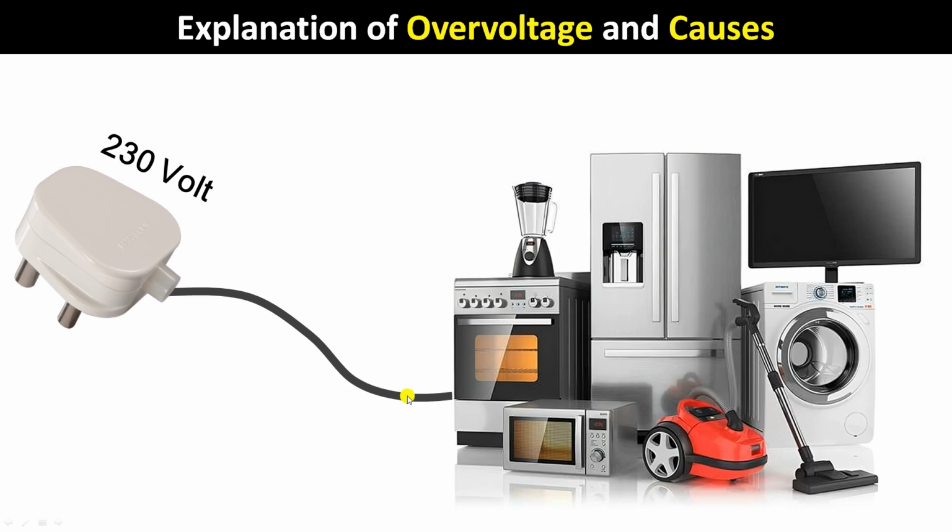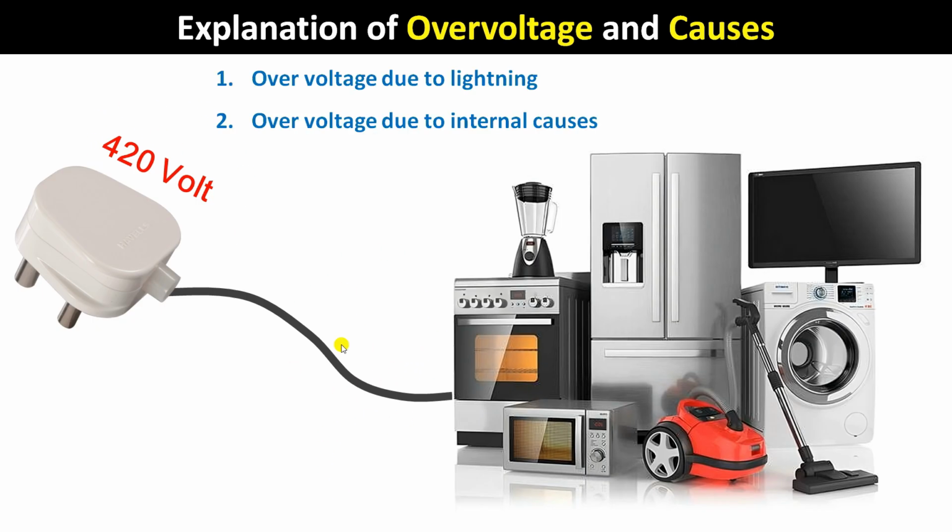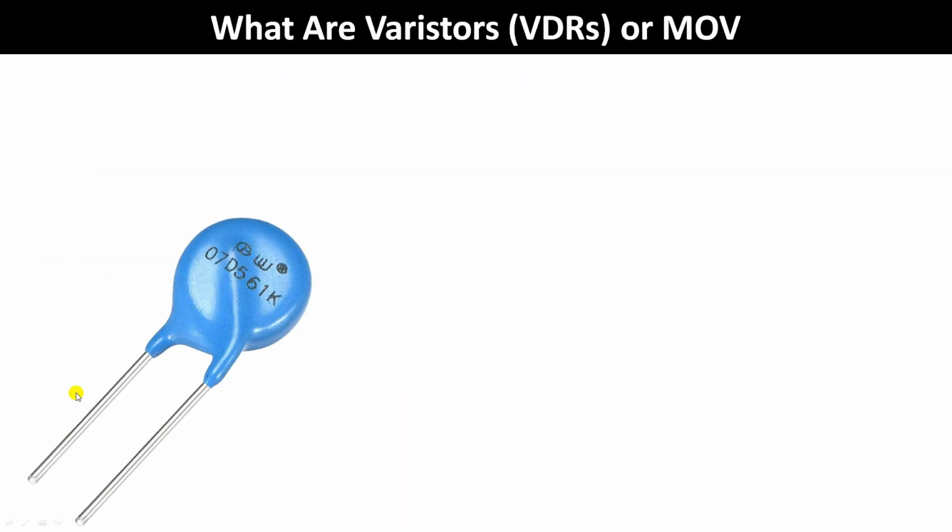As you know, electrical devices in our home operate on a power supply of 230 volts. If your electrical device gets more power than this, like 280 volts, or even higher like 420 volts, then the electrical device will be completely damaged. To protect these, we need to use this type of VDR.